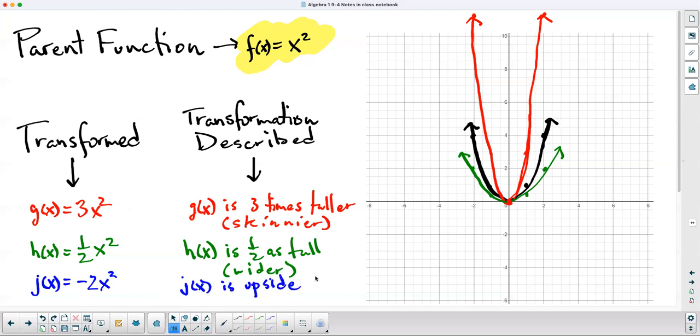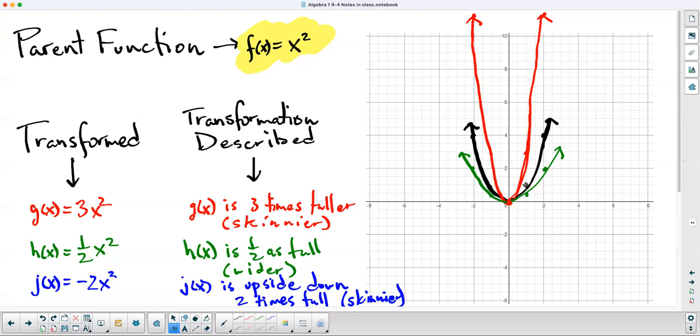So the blue one actually has 2 changes. And if you just want to write skinnier, that's okay. So when you get to Algebra 2, by then you'll kind of be expected to describe things more accurately. But this is the first time you're really seeing it and doing it. So negative 2, instead of going upwards, I'm going downwards.